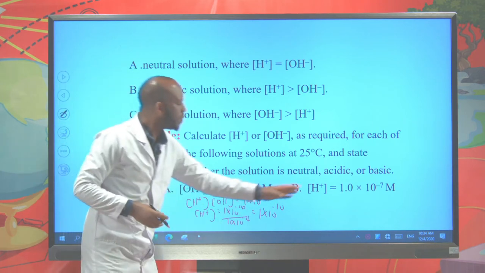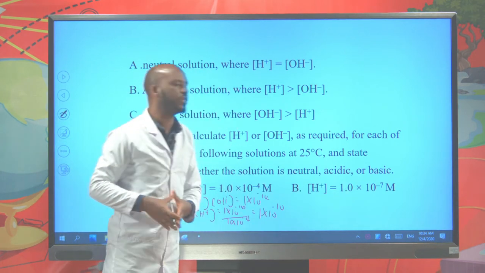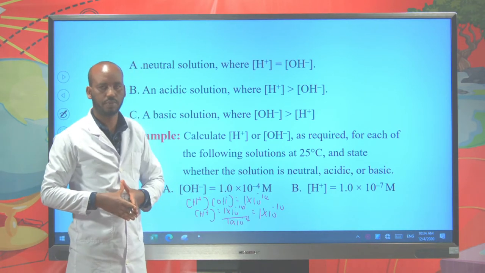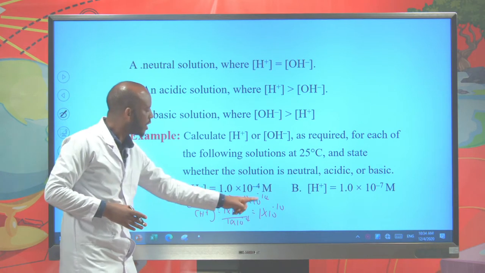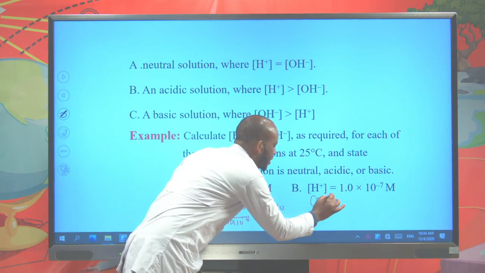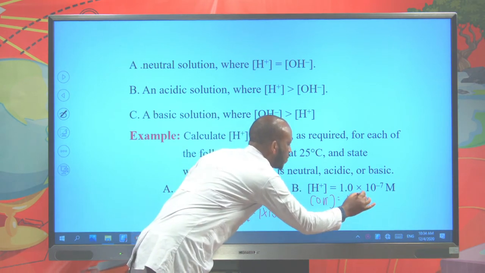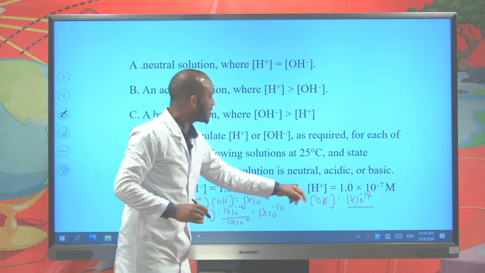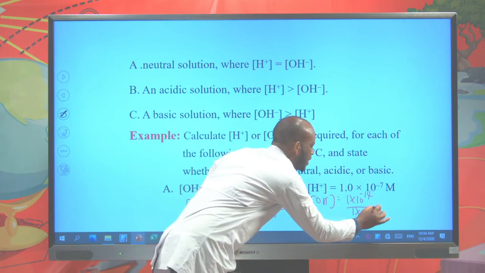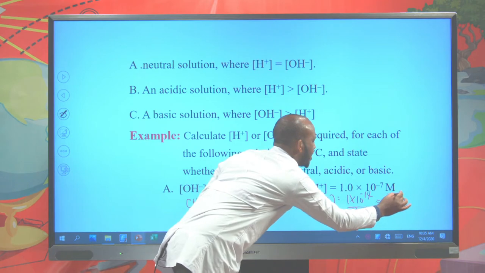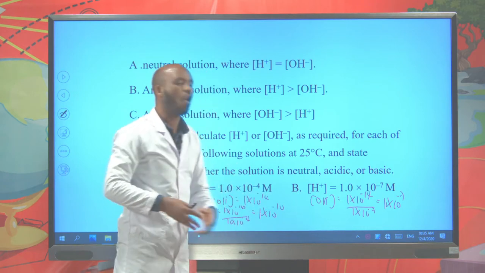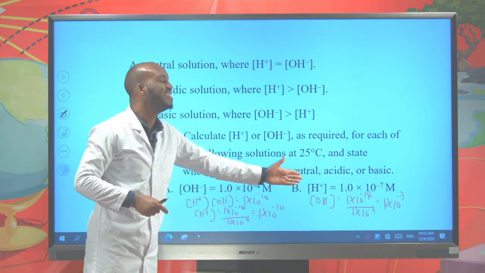B, H plus concentration is 1 times 10 raised to minus 7 molar. At 25 degrees centigrade, the ion product of water is 1 times 10 raised to minus 14. Therefore, OH minus concentration equals 1 times 10 raised to minus 14 divided by H plus concentration, which is 1 times 10 raised to minus 7. This equals 1 times 10 raised to minus 7. Concentration of H plus equals concentration of OH minus. This solution is a neutral solution.